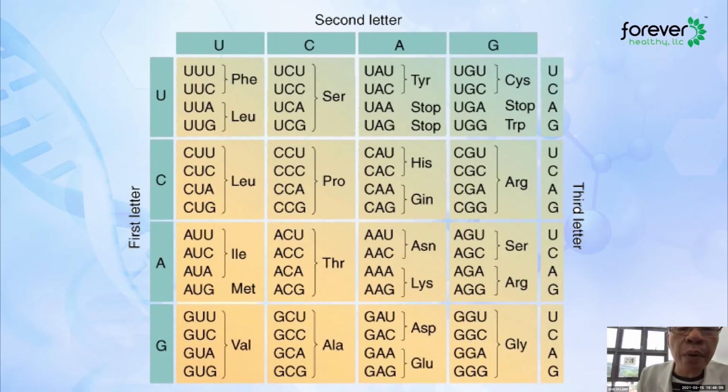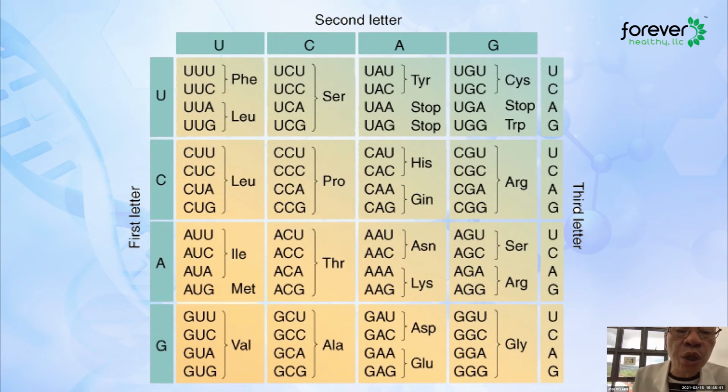So this is an example of the codon. Because there are 3 letters in a codon, there is the first letter, the second letter, and the third letter. So there we have an example of a codon. UUU is phenylalanine. UUC is another phenylalanine. Then UUA is leucine, and UUG is leucine. CUU is leucine. CUC is leucine. So these are what you call codons.